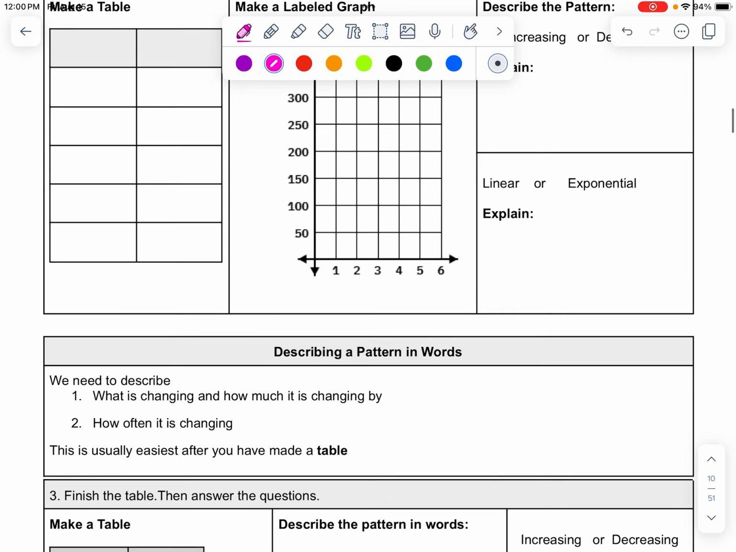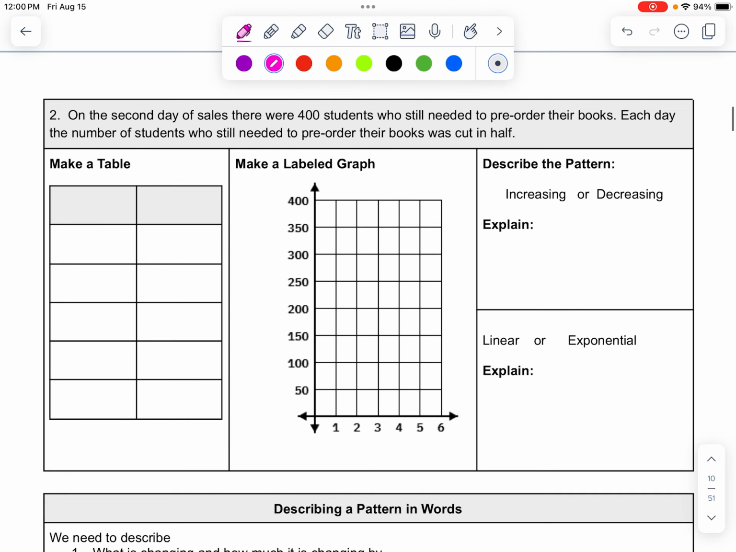Let's do another example. So, on the second day of sales, there were 400 students who still needed to pre-order their books. Each day, the number of students who still need to pre-order their books was cut in half. The first thing I'm going to do is look for one of those keywords that tells me my input label. So each or every or per. It says here each day. That means that my label here is going to be days. And I'm right away going to label my graph as well, days.